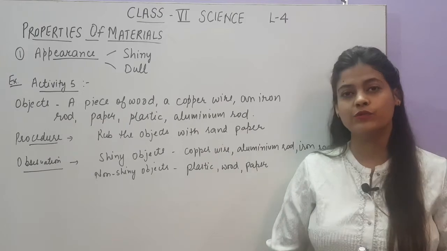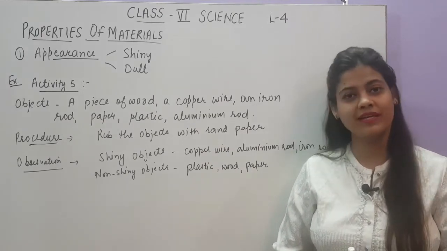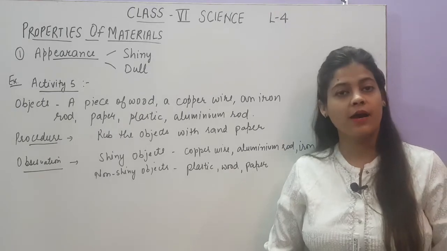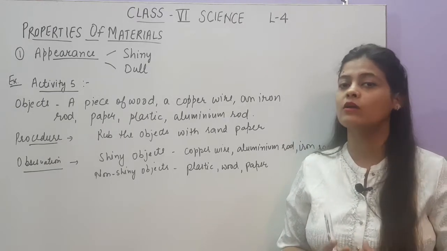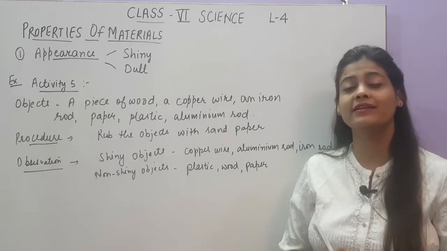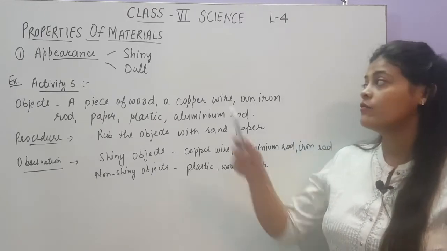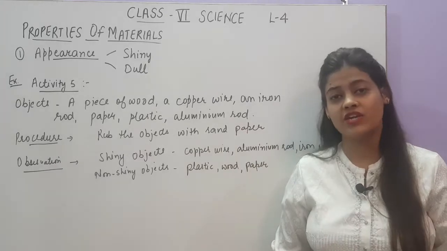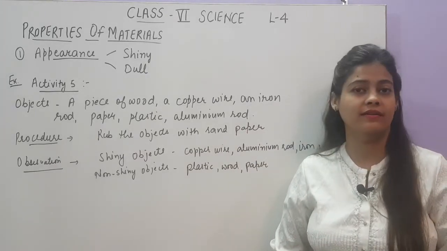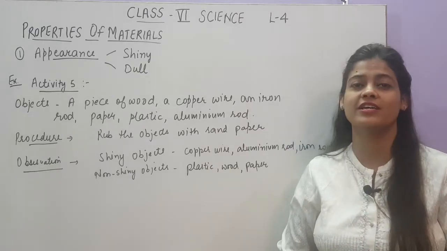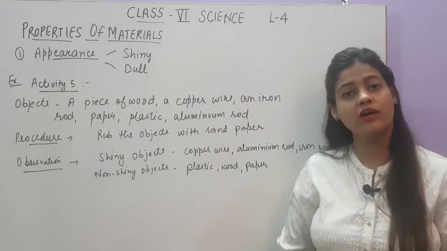So now we are going to study about the properties of materials. First property is appearance. Appearance means how that thing looks. कोई भी material कैसा दिखाई देता है उसको हम क्या बोलते हैं? उसकी appearance. For example, it can be either shiny or dull. Now how can we differentiate between shiny and dull? A material is either shiny or dull.